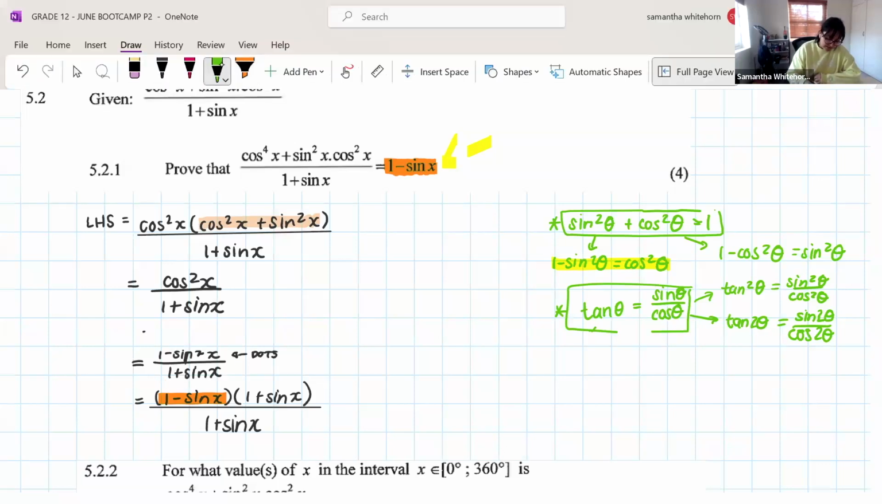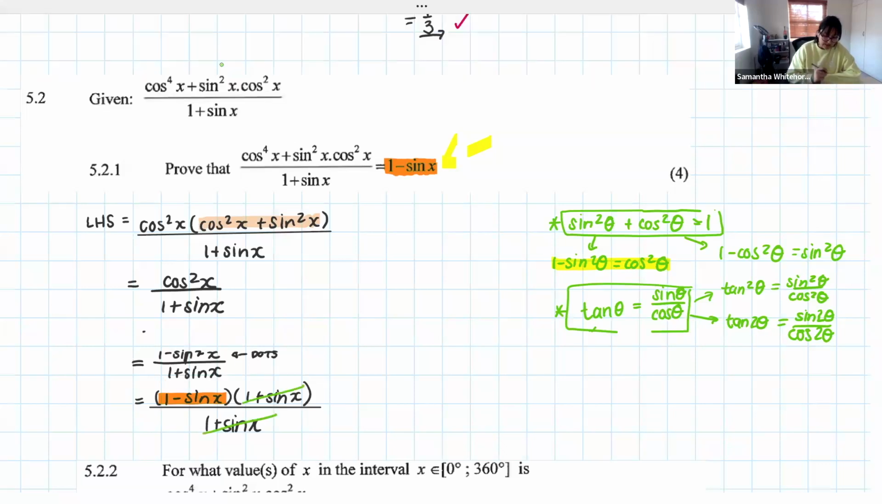Even better, the 1 plus sine x divides away with the 1 plus sine x. And so all we're left with here is 1 minus sine x. And so we can now make the statement that our left-hand side is equal to our right-hand side.